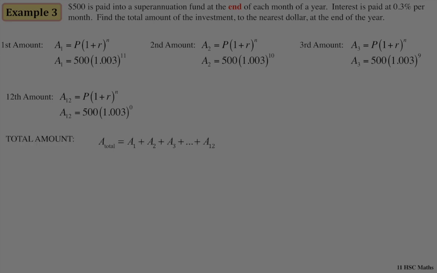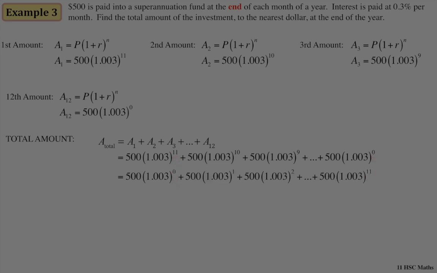What's his total amount of money? Well, it's A1 plus A2 plus A3 up to A12. So it's that amount plus that amount plus that amount all the way up to that amount. What was the trick though? Let's write them from the smallest power to the biggest power. It will make life easier. I can see a common factor of 500. Let's take out the common factor.